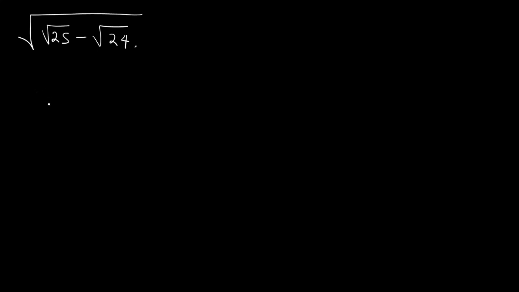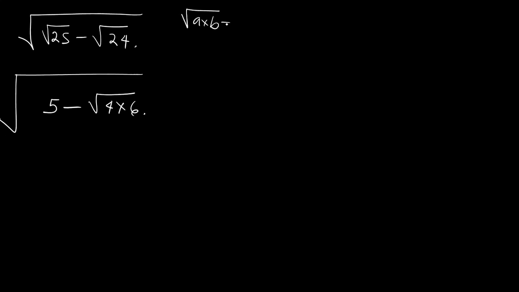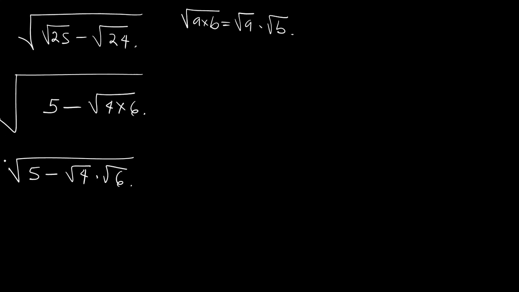Now the square root of 25 is what? 5. So minus the square root of 24, and 24 is 4 times 6. According to the law of surds, the square root of a times b is the same thing as the square root of a times the square root of b. So we're going to apply it here. We now have the square root of 5 minus the square root of 4 times the square root of 6. So this will now be equal to the square root of 5 minus 2 times the square root of 6.